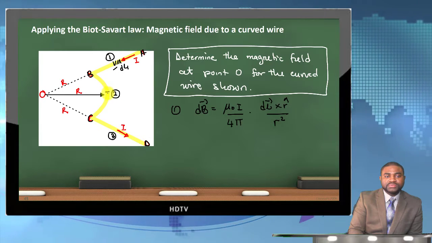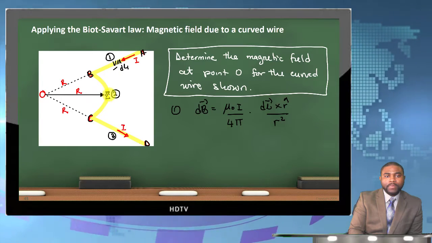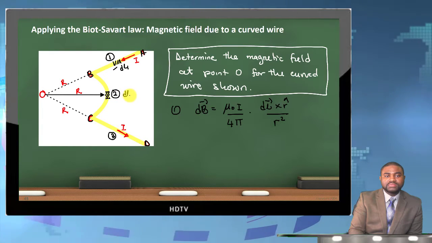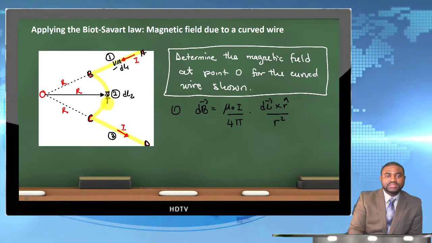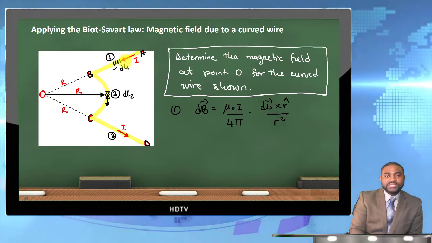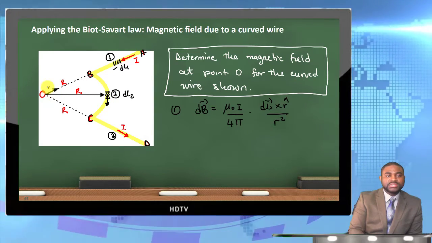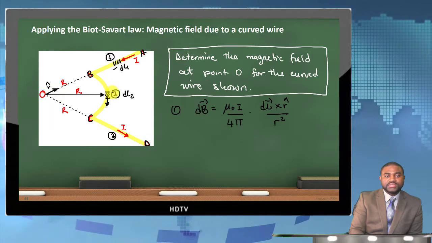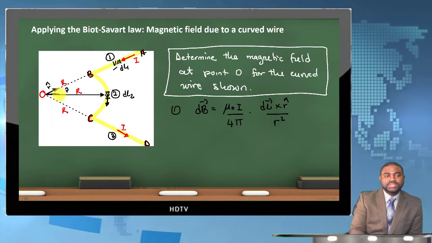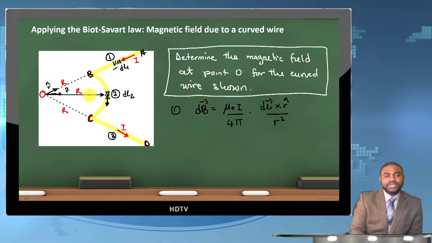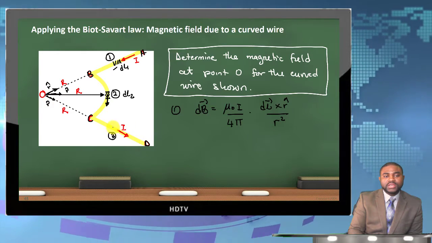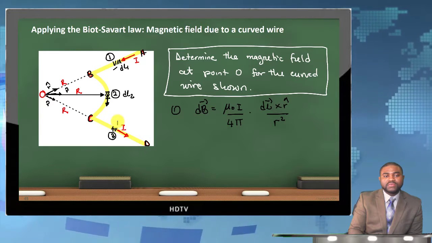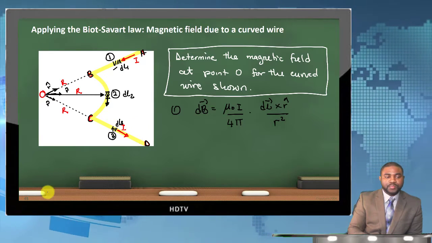In segment 2, this is our dl, dl2, which is directed like that. With respect to segment 1, this is r cap. With respect to segment 2, this is r cap. And with respect to segment 3, this is r cap. Now here you have dl3.